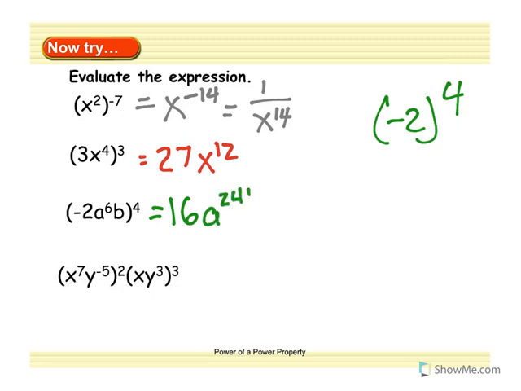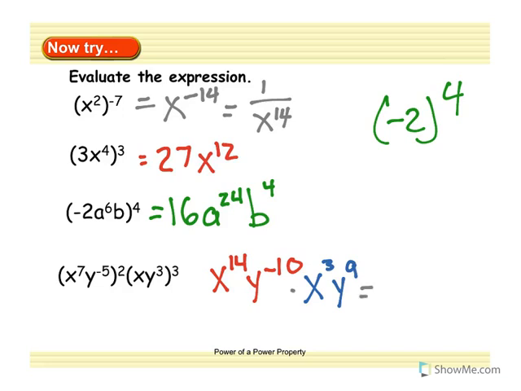B, which is b to the 1st to the 4th, is going to be b to the 4th. And here's another kind of tricky one. So x to the 7th to the 2nd is x to the 14th. Y to the negative 5th squared is y to the negative 10th. My second expression is going to give me x on its own to the 3rd, which is x cubed. And then y cubed, multiply the powers, is y to the 9th.